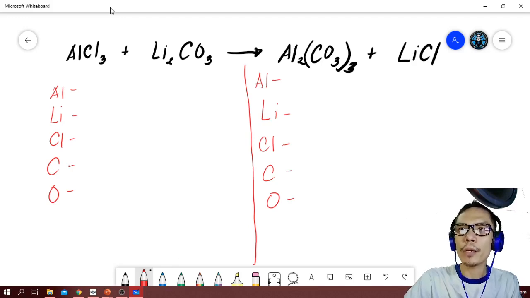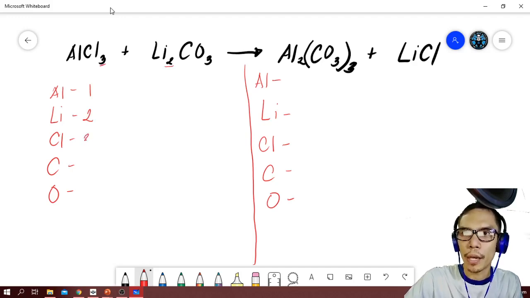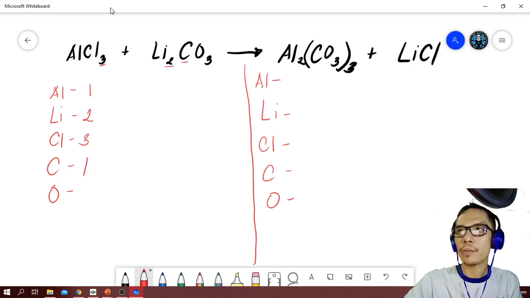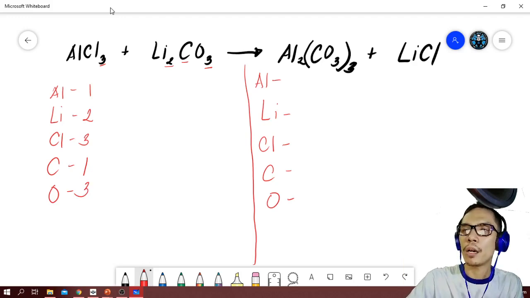Let's have this red one and count the number of atoms. Al here is just 1. Li, we have 2 over here. Chlorine, we have 3. Next, carbon, you just have 1 carbon there. Next, oxygen, so 3 is over there. So these are the numbers on the reactant side.